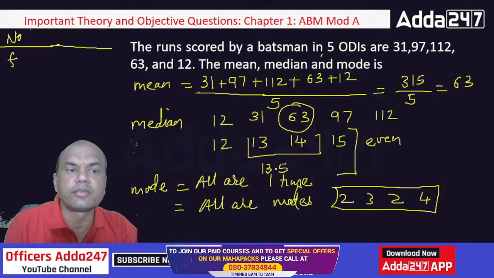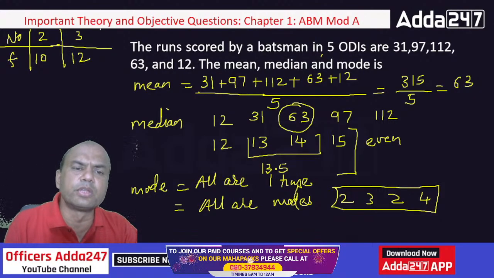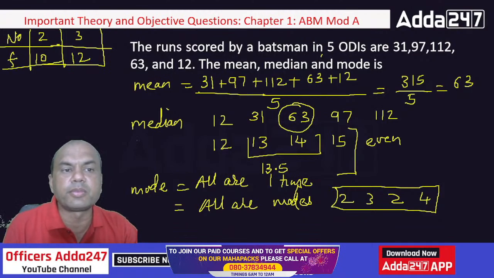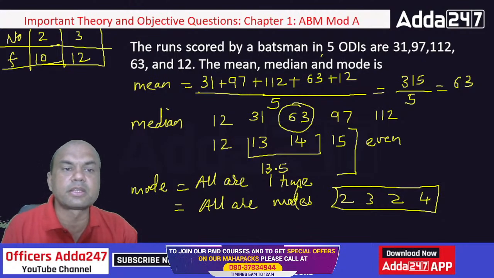Frequency. Now if the number is, let's say, 2, then the frequency is 10. If the number is 3, then the frequency is, let's say, 12. Let's keep only 2 numbers. Now I'll ask you the mean of these numbers. What will be the mean of this? Number 2 is occurring 10 times. Number 3 is occurring 12 times. So how will you find out the mean?